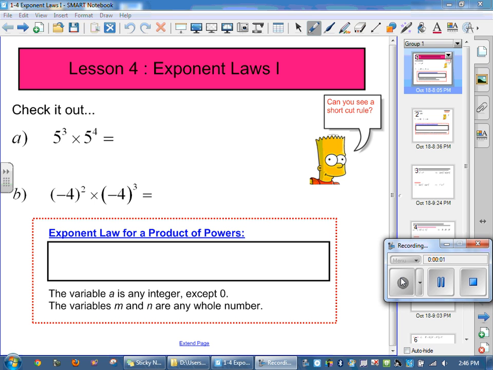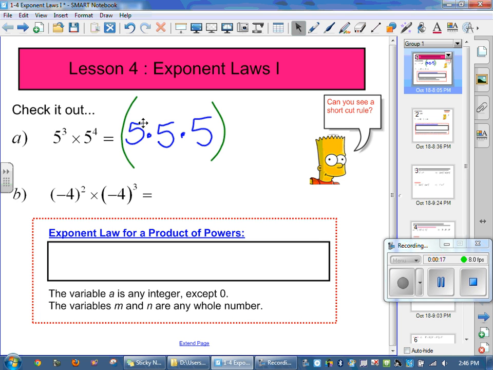Exponent law is 1. So if we were to do this question, we know that the exponents mean that we have that many of our base. So I could expand this as repeated multiplication. That means I've got 5 times 5 times 5, multiplying by 4 more 5s. 5 times 5 times 5 times 5. Now, if I counted all my 5s, how many 5s do I have now? I have 7 5s. So my answer would be 5 exponent 7.